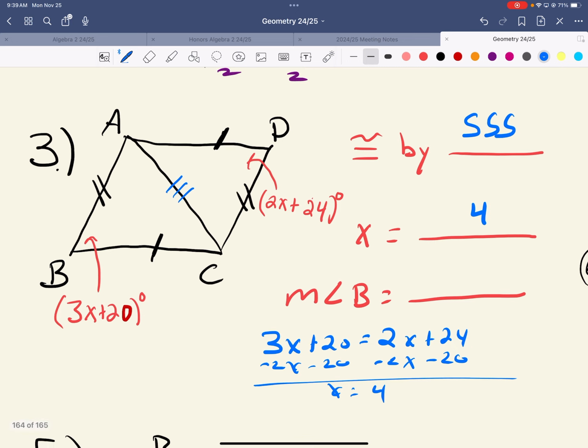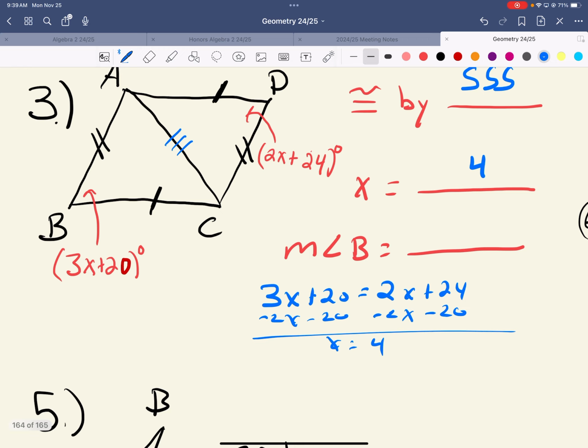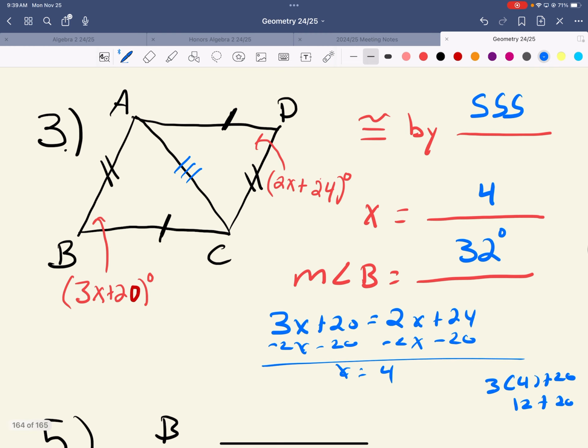Angle B then, 3 times 4 plus 20. So 12 plus 20, so 32. 32 degrees. Is that right? That's what I got. Everybody understand how we got to those answers?